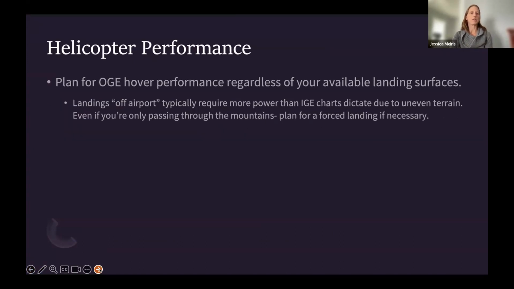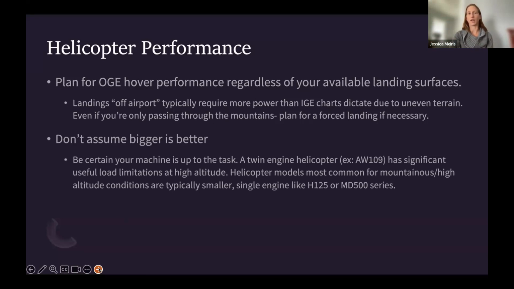Starting with helicopter performance, a good rule of thumb is to plan to have out of ground effect hover performance, regardless of what your plan is and your available landing sites, because landing off airports often requires more power than your in-ground effect charts might say. And even if you're going through the mountains and don't intend to land, of course, we want to plan for the worst and expect the best. So we need to plan to land, even if that's not your actual intention, and therefore have the proper hover performance to be able to handle that type of forced landing situation.